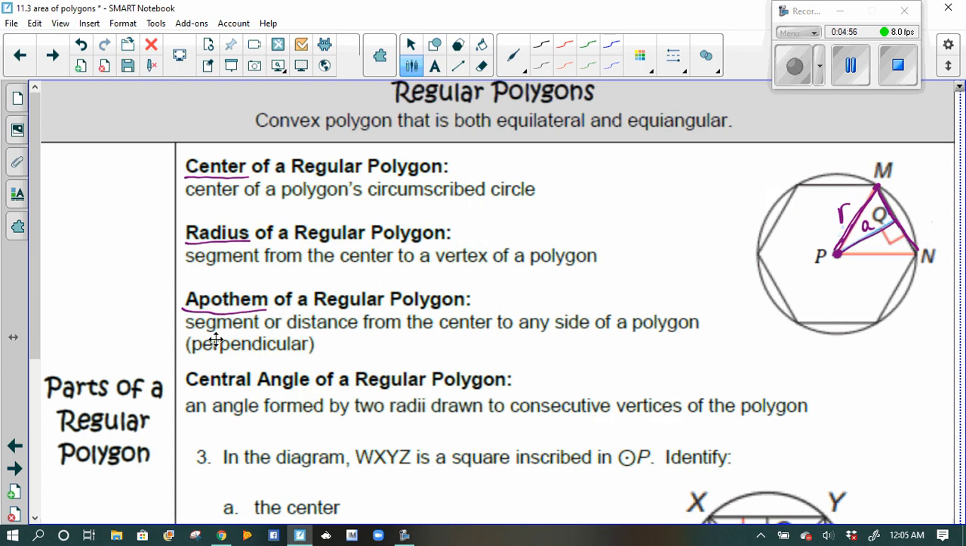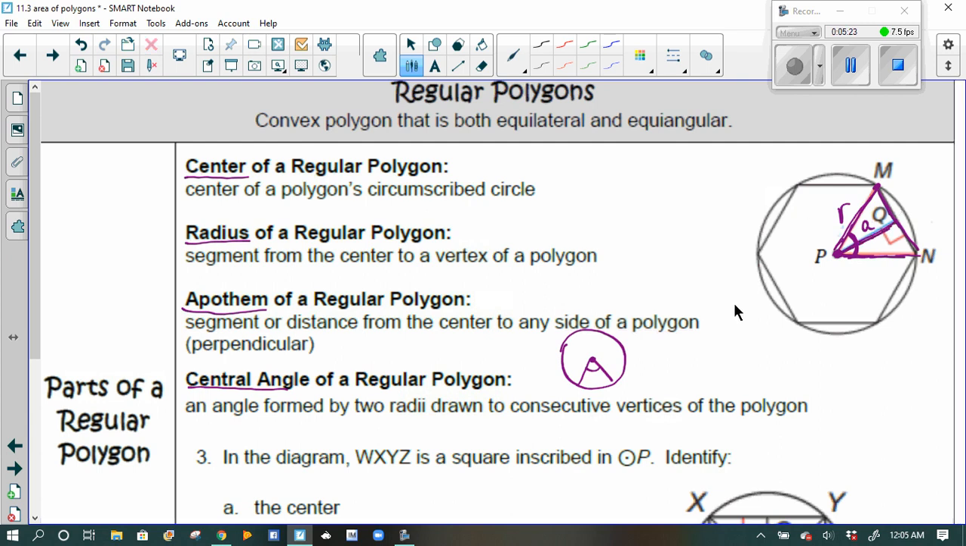And then we have a central angle. Remember from chapter 10, the central angle, if I were to draw a circle, remember your central angle is at the center. So the central angle of your polygon would be this piece right here. So if you drew 2 radii, the central angle is that angle right there that connects the 2 radii. And the apothem will cut that in half.